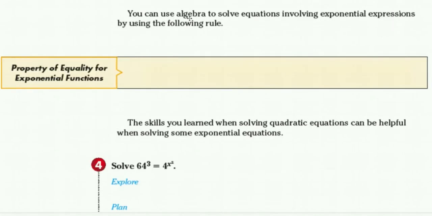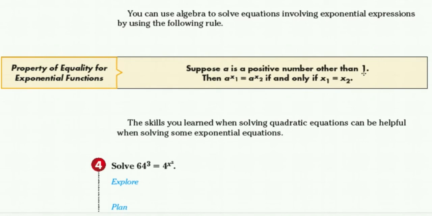And you can also use algebra to solve equations involving exponential functions by using the following rule. If you knew this earlier, you would have probably answered the bonus question on the chapter 9 test. That's the reason why it was a bonus question, because you had to figure that out without knowing this rule. And this is the rule. Suppose a is a positive number other than 1, then a raised to the x sub 1 equals a raised to the x sub 2 if and only if x sub 1 is equal to x sub 2. Meaning, if they have the same base, you can simply take out the base and know that x sub 1 is equal to x sub 2.